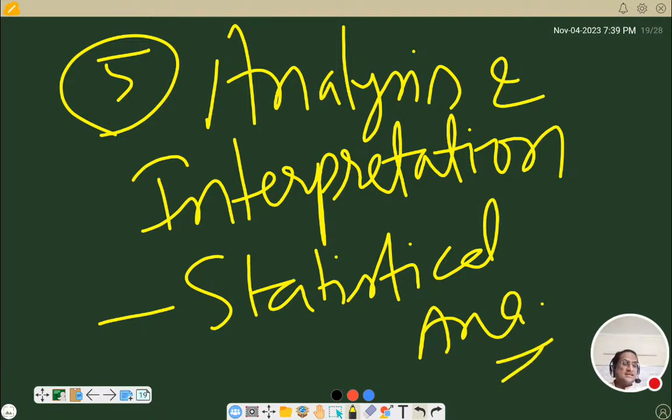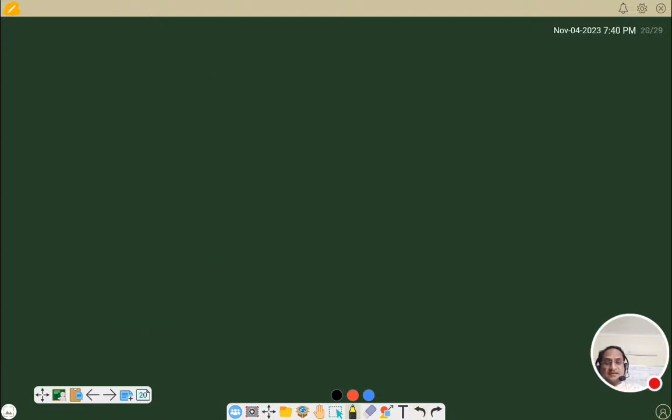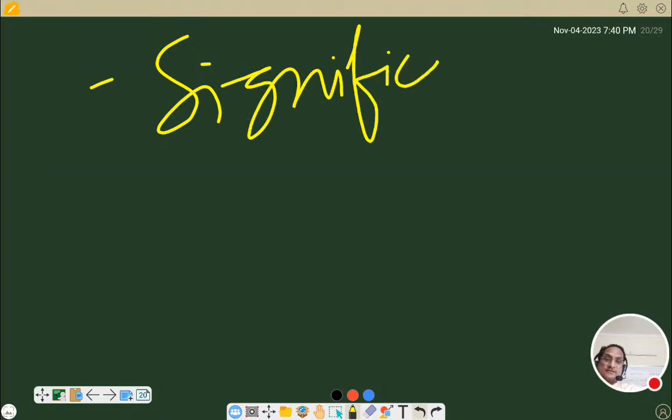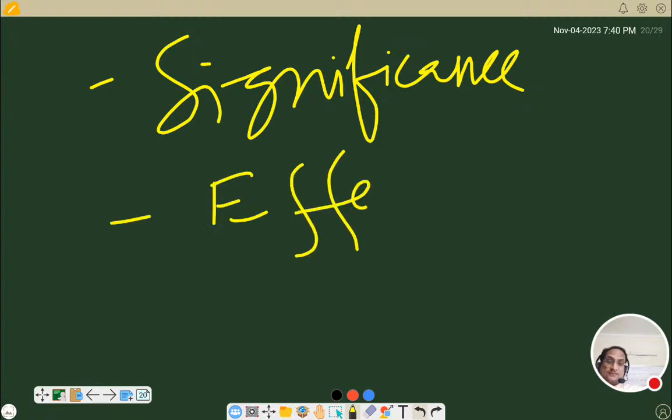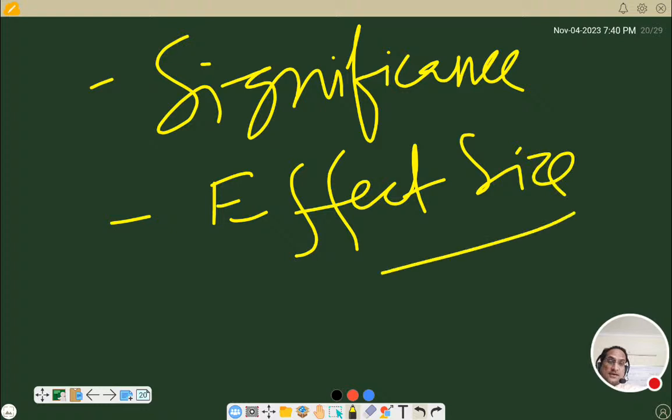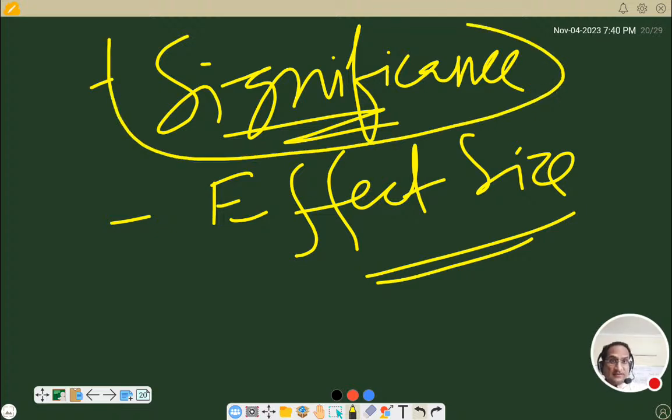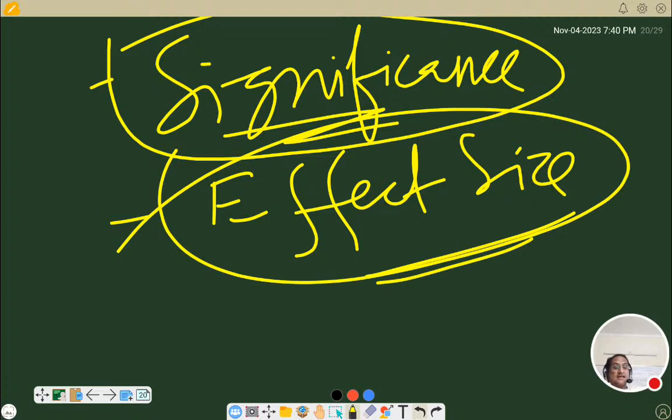In the statistical analysis, what actually is seen is the significance of the result obtained and the effect size. What is significance? How significant is the result? What is the level of significance? These two terms, the level of significance and effect size, we'll study as a separate topic, but this is seen through the statistical analysis.